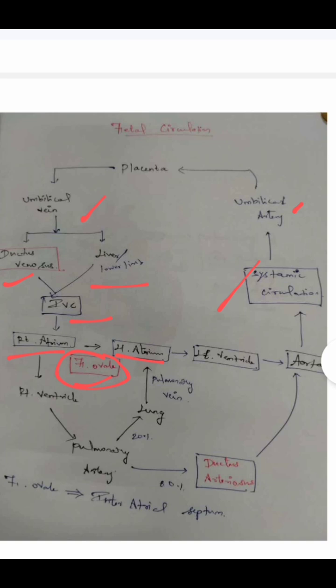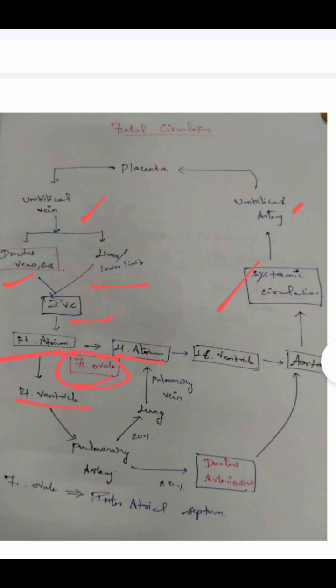Okay, this is the basic anatomy. From the left atrium to the systemic circulation, it is the same as in adult circulation. Here the right atrium carries oxygenated and deoxygenated blood also. We have already seen here the inferior vena cava contains both oxygenated and deoxygenated blood. A little bit of the deoxygenated blood enters into the right ventricle also.